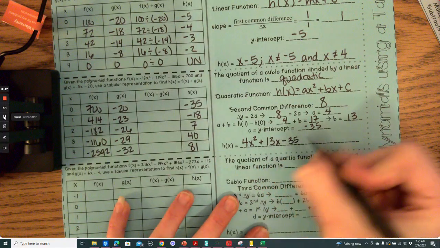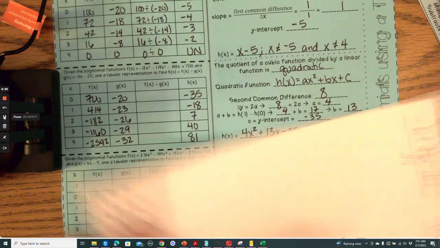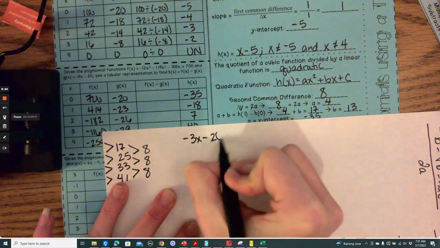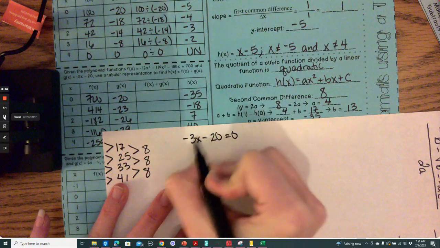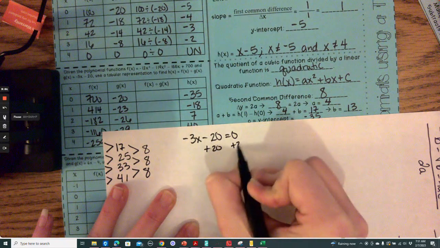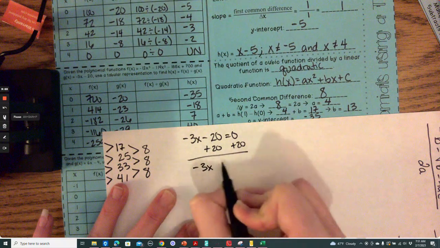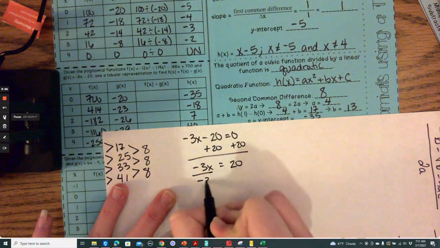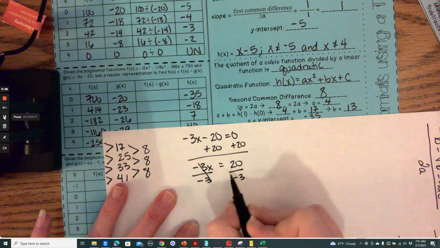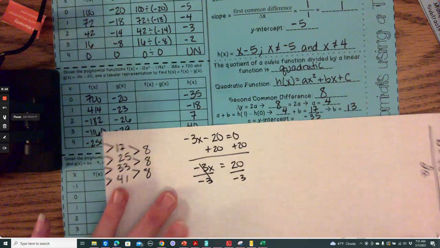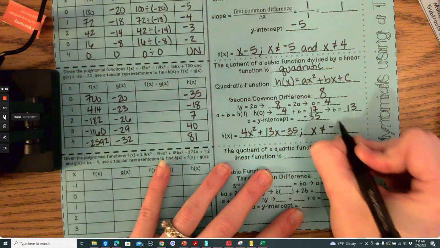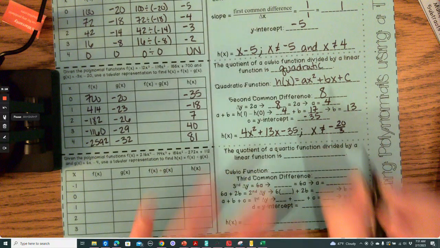And then we've got to find where x, so if I do negative 3x minus 20 equals 0, and I solve for x, I'm going to solve this one by hand. Add 20 to both sides. Negative 3x equals 20, divided by negative 3, divided by negative 3. X cannot equal negative 20 over 3.